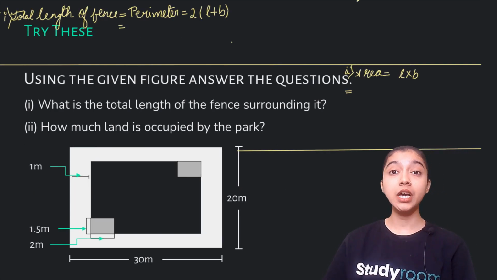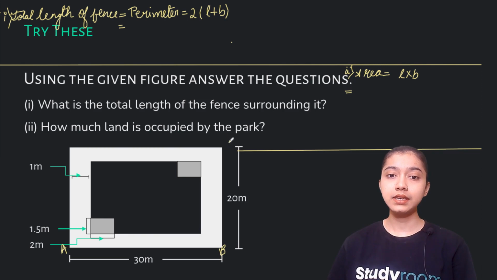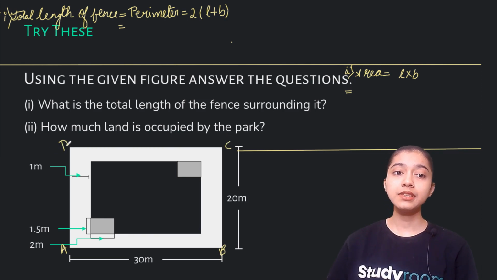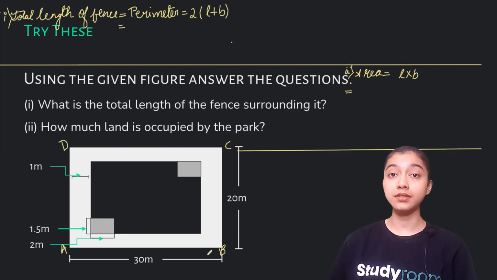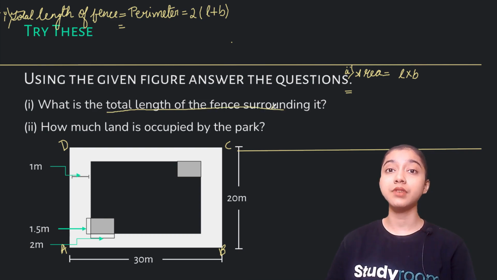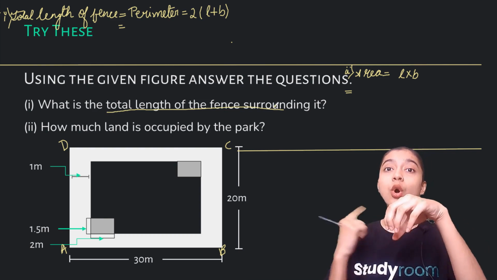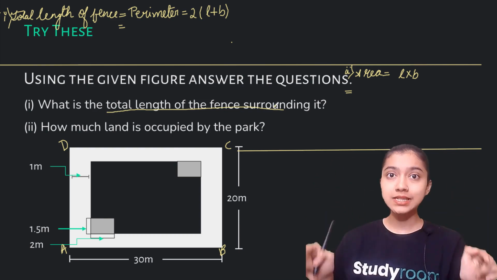Now, we have been given a park of length 30 meters and breadth 20 meters. Let us name this park A, B, C and D. So, ABCD represents a park whose length is 30 meters and breadth is 20 meters. The first question is to find the total length of the fence surrounding it. Whenever we have to find the total length of the fence, we put the fence along the boundary of the park, along this rectangle.